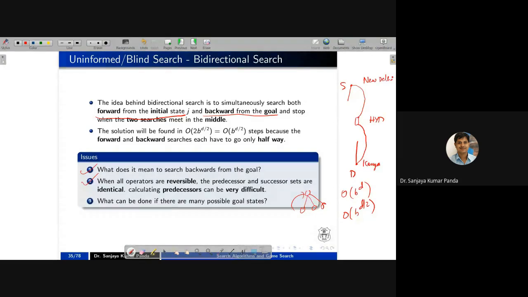And what can be if there are many goal states? Instead of one goal state, if you have multiple goal states, then where to meet? Like I told you, there are multi-agent problems also. In multi-agent problems, you are dealing with more than one agent. If you go for multi-goal, you have a number of goals. So for each and every goal you have to start the search. So it will be very difficult to reach a particular point, right, where you can find a particular solution.